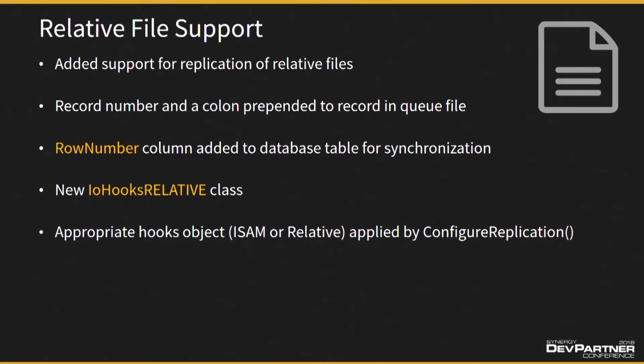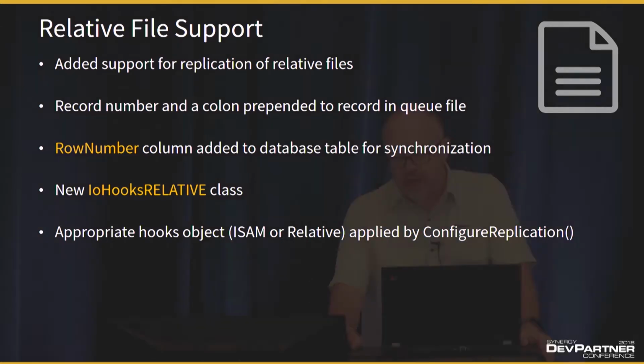We've also recently added relative file support. This was just done a few months ago. All we're doing is we inject a virtual record number field into the beginning of the table in the database. We use the relative file record number and we add a record number field into the database and hook things that way. You'll notice in the environment there is a separate IO hooks class. There's now an IO hooks relative and IO hooks ISAM. So when you're editing configure replication, you need to use the appropriate IO hooks class based on whether it's an ISAM file or a relative file.